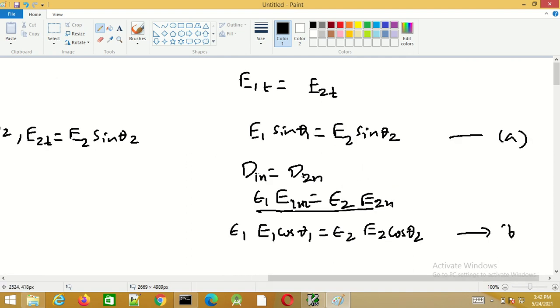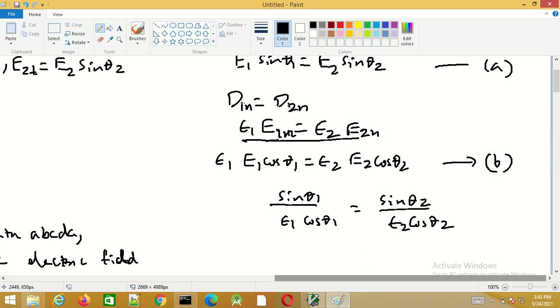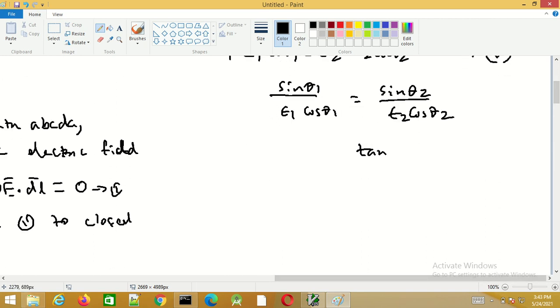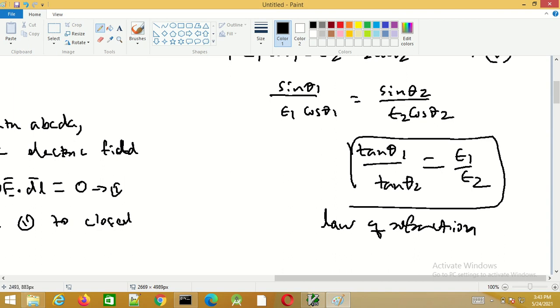So you can say that it is A by B. By dividing A by B, we will obtain sin theta 1 by epsilon 1 cos theta 1 is equal to sin theta 2 by epsilon 2 cos theta 2, or we can see that it is given by tan theta 1 by tan theta 2 is equal to epsilon 1 by epsilon 2. This is known as the law of refraction for electrostatic fields at the boundary, and this boundary is free of charge density.